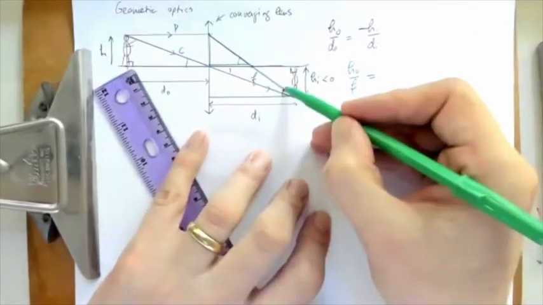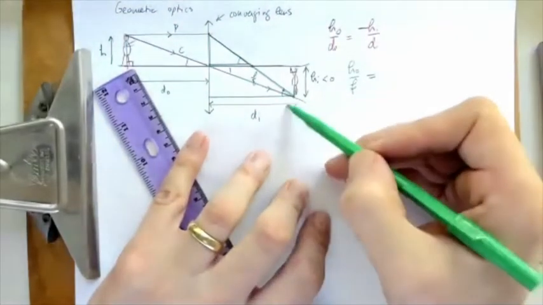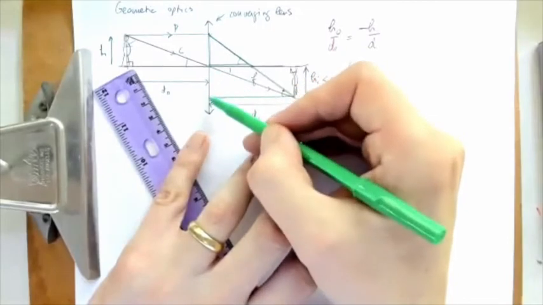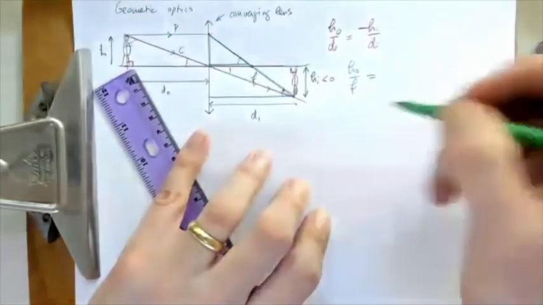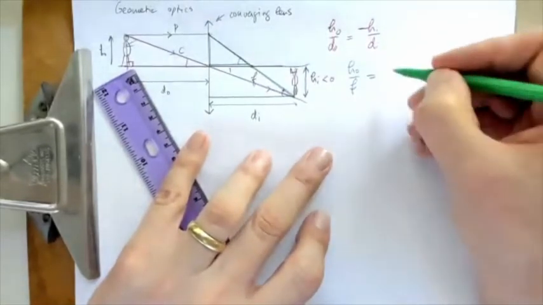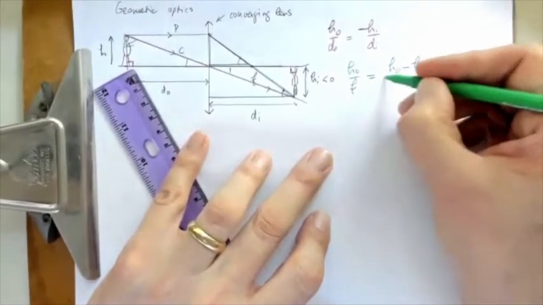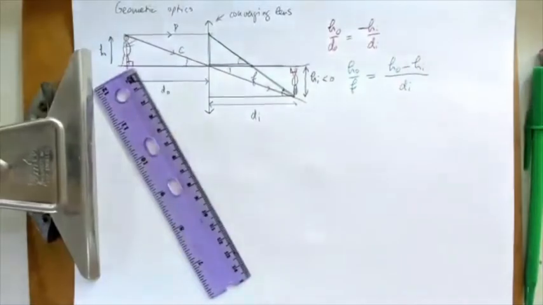equals, okay, now this tangent is this plus this over this. Now this is h_i, and this is in absolute value, sorry, this is h_o, this in absolute value is h_i, except we're going to change the sign, and then that is divided by d_i. Okay, now we'll combine these two.